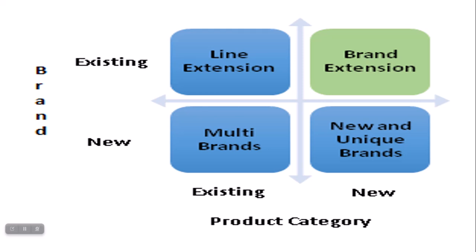If the brand is existing and the product category is also existing, it will be called line extension. If the brand is existing and the product category is new, it is brand extension. If the brand is new and the product category is existing, it is a multi-brand. If the brand is new and the product category is also new, it is unique brands.